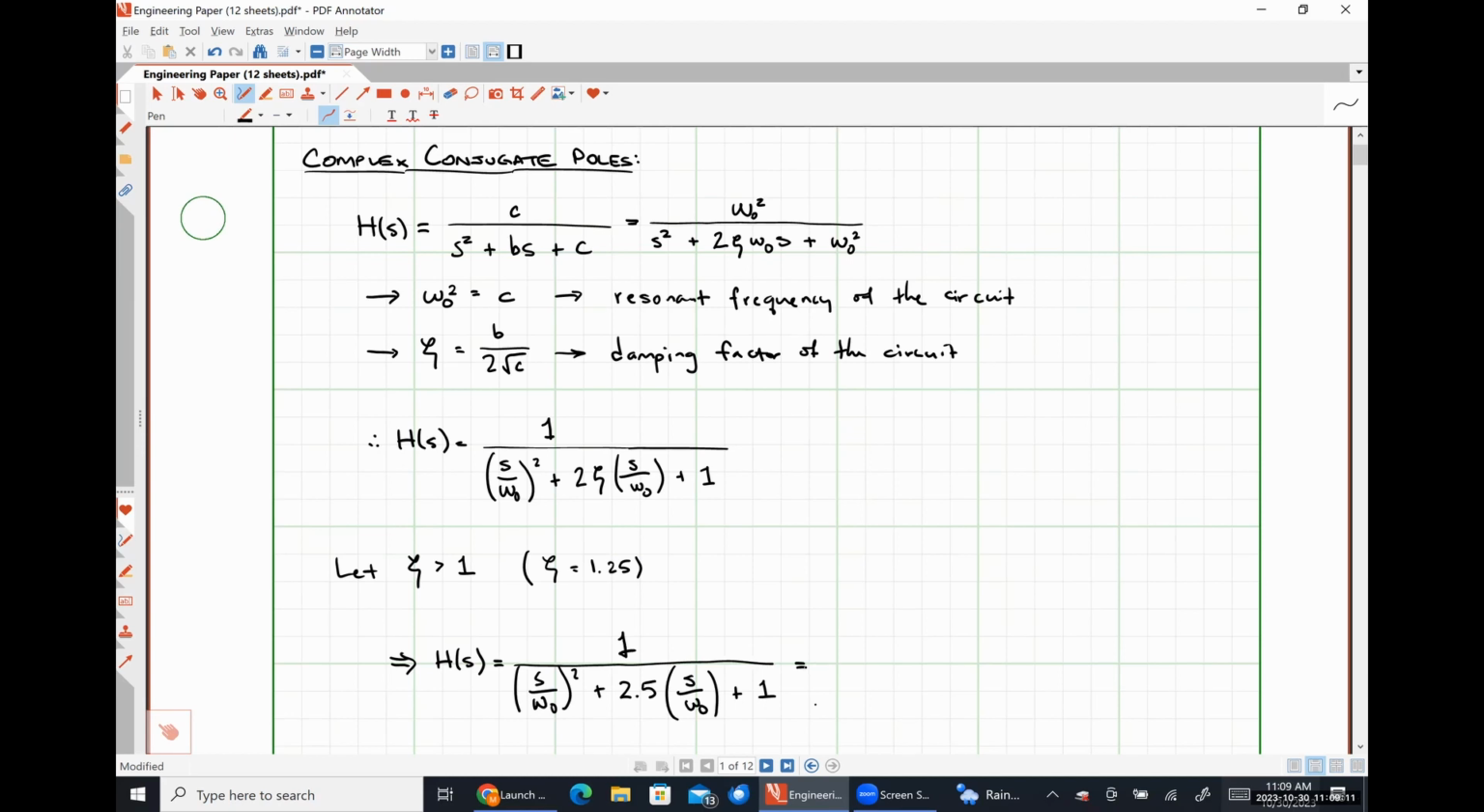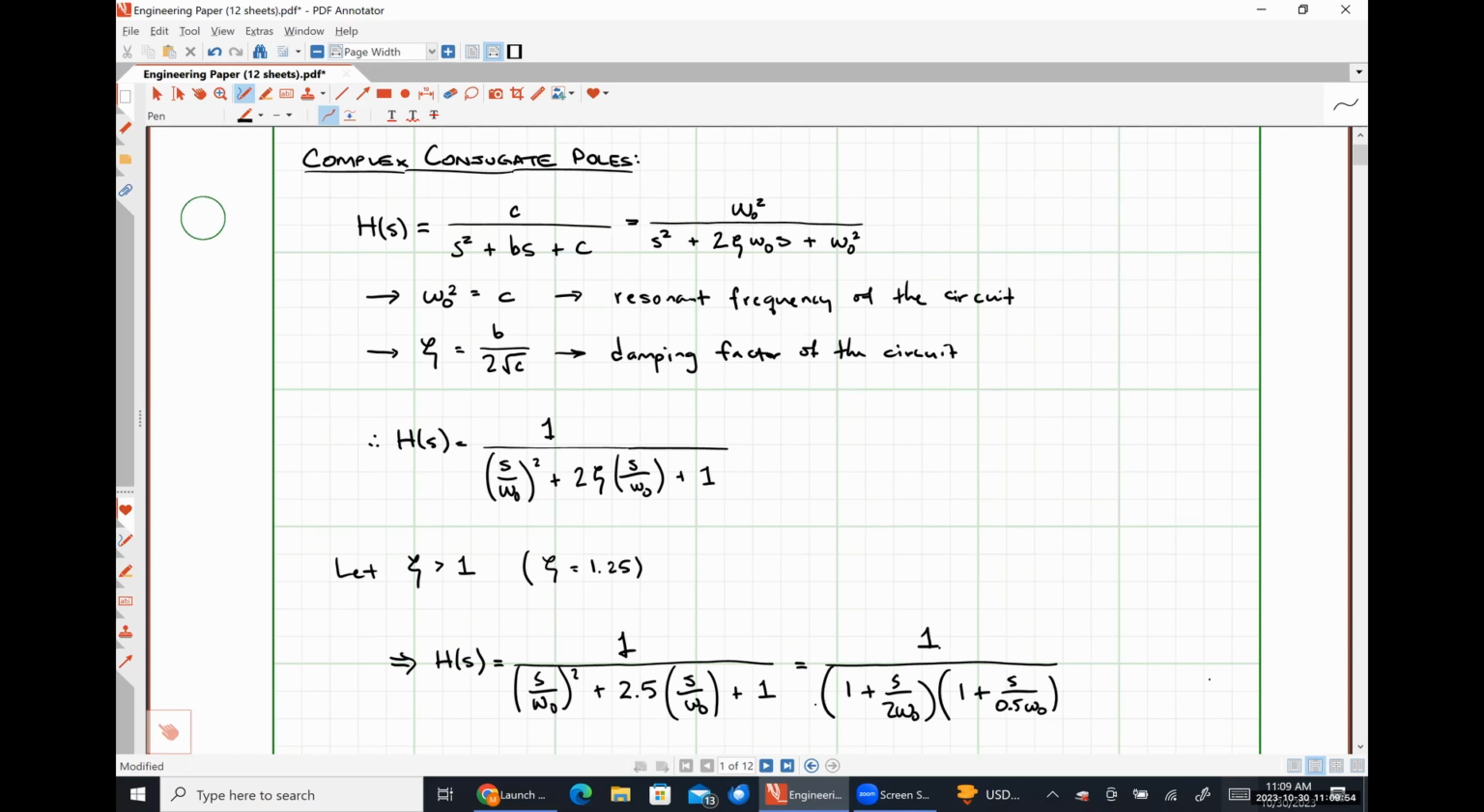Well, this thing can be factored, right? So what two numbers can I multiply to each other to get 1 and add to each other to get 2.5? Well, that would be 1/2 and 2, right? So this is going to look like, as a denominator, 1 plus s over twice omega naught multiplied by 1 plus s over half omega naught.